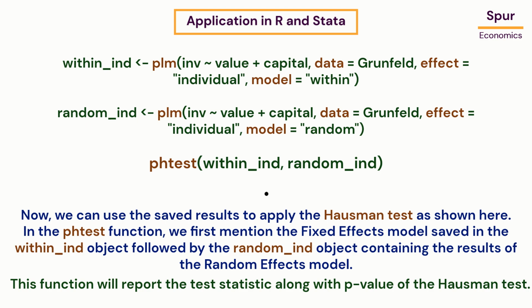Now, we can use the saved results to apply the Hausman test as shown here. In the phtest function, we first mention the fixed effects model saved in the within-ind object followed by the random-ind object containing the results of the random effects model. This function will report the test statistic along with the p-value of the Hausman test.